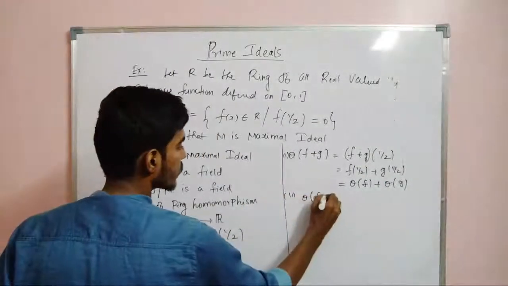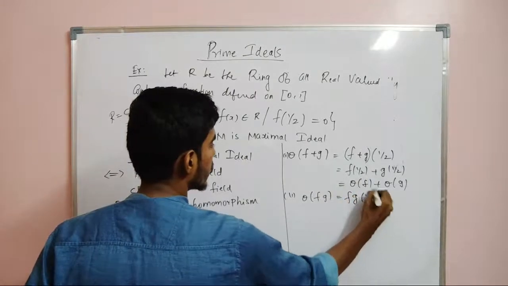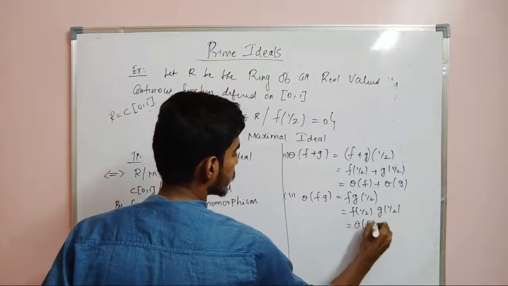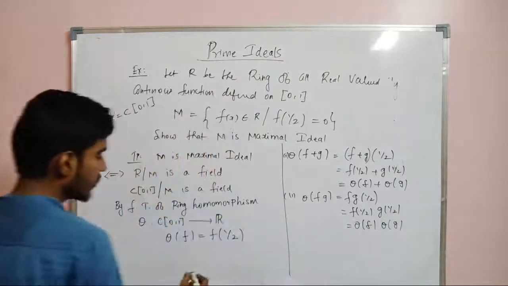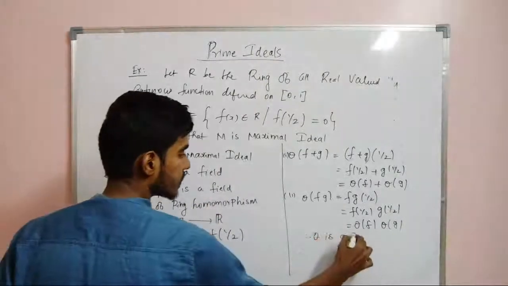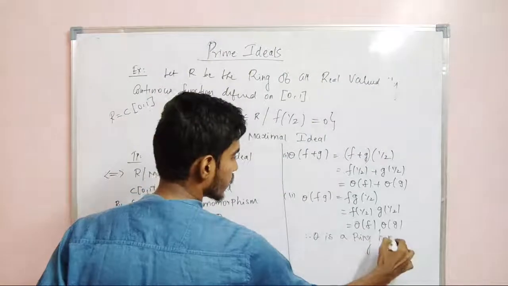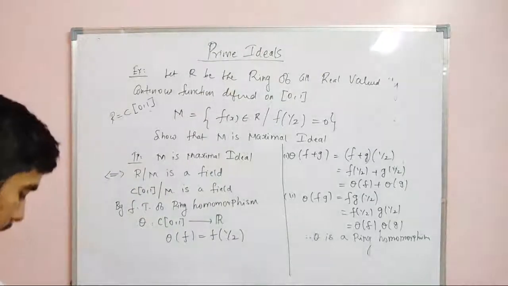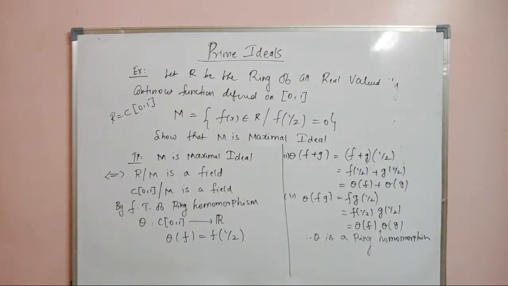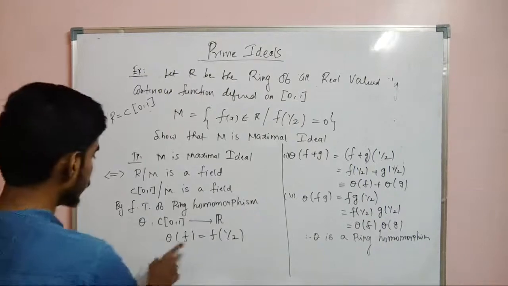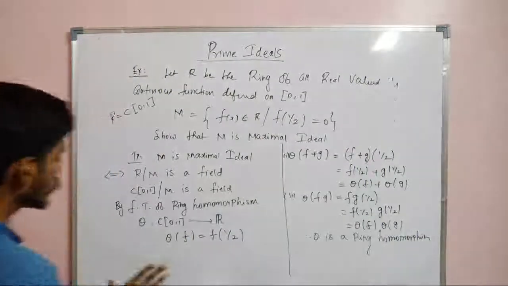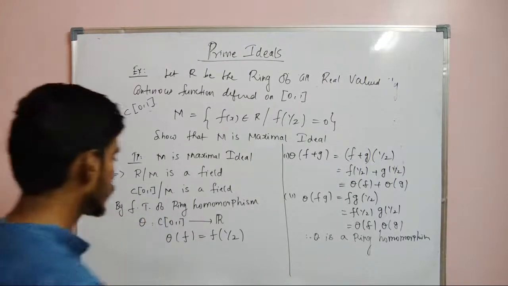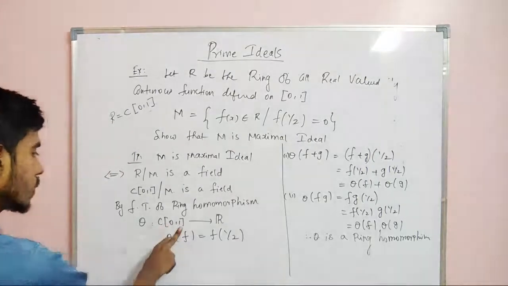Now what about theta of Fg? It is nothing but Fg of 1 by 2. This is nothing but F of 1 by 2 into G of 1 by 2, which is nothing but theta of F into theta of G. Therefore theta is a ring homomorphism. So we have defined a map theta from the closed interval [0, 1] to R, defined by theta of F is equal to F of 1 by 2, and we have proved that this theta is a ring homomorphism from C of [0, 1], the set of all continuous functions on [0, 1], to R.